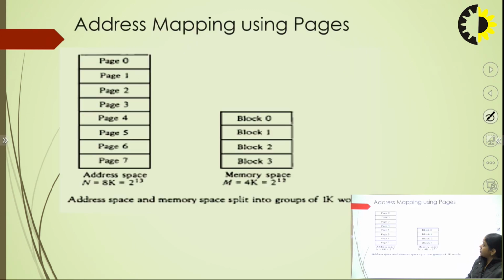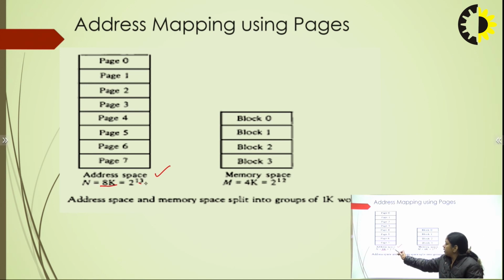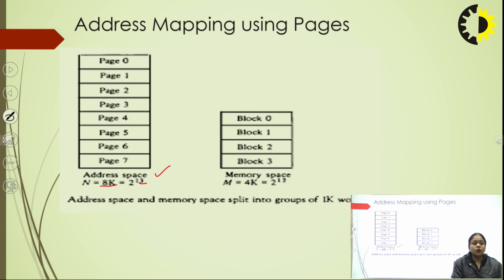Now, you can see here, this is the address mapping using pages. The address space, meaning the hard disk or auxiliary memory size, is here 8K. So, we have 2^13 address spaces here, and 13 bits are required to find an address in the auxiliary memory. In this case, the memory space is 4K, which is equal to 2^12. So, we require 12 bits only for the address of the main memory. So, the virtual address size is 13 bits and the physical memory size is 12 bits.